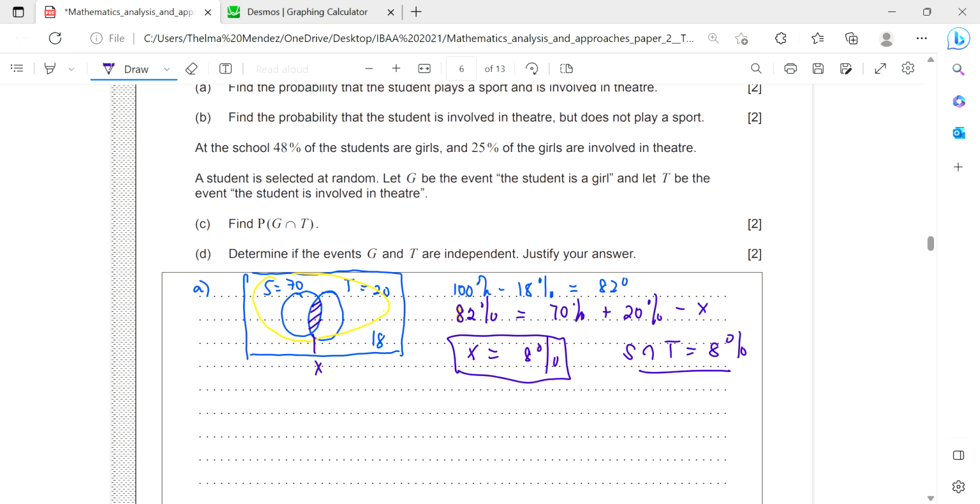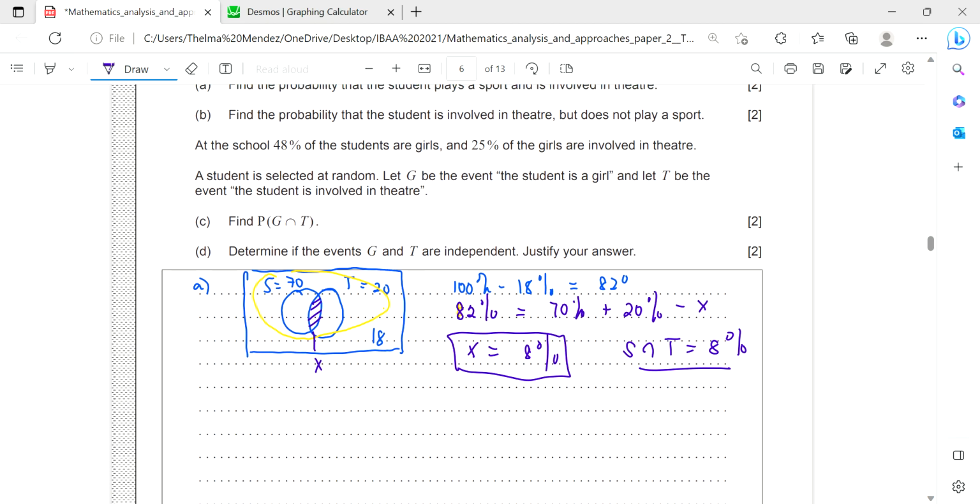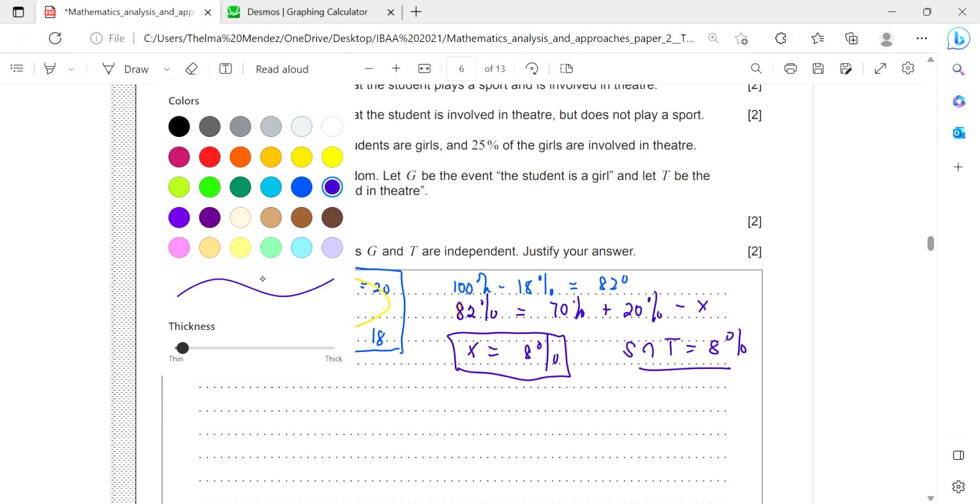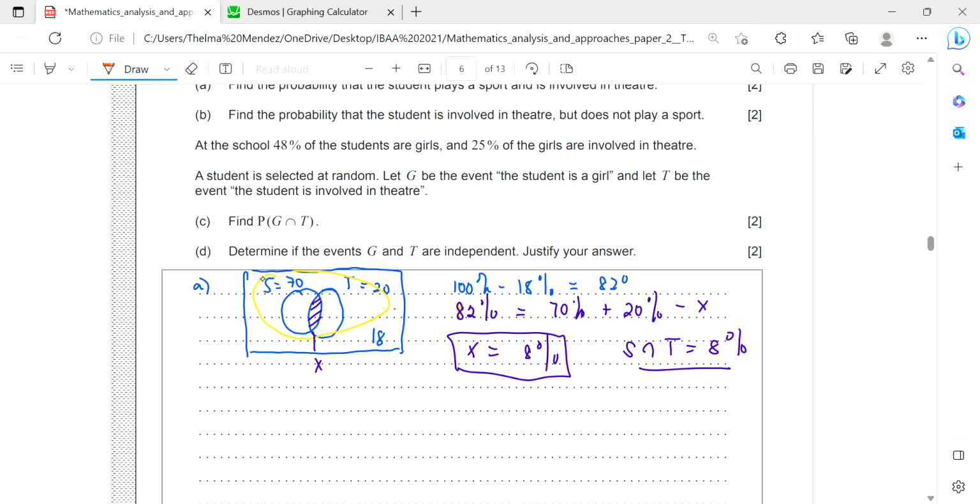Okay, for letter B, find the probability that the student is involved in theater but does not play sport. Let's take a look at this one. Here, let's say this part is for the theater. So the probability that the student is involved in theater only but does not play sport is this part. So letter B, it's 20% minus 8% equals 12%.